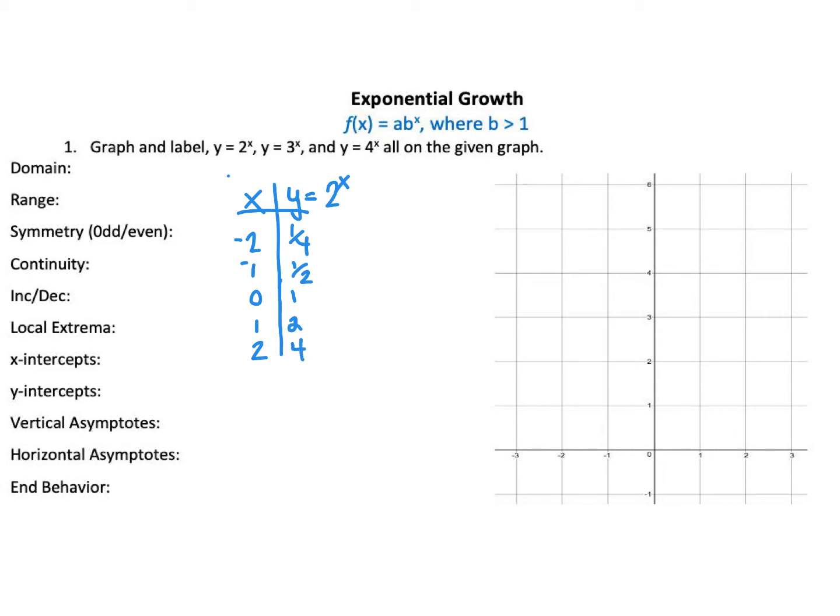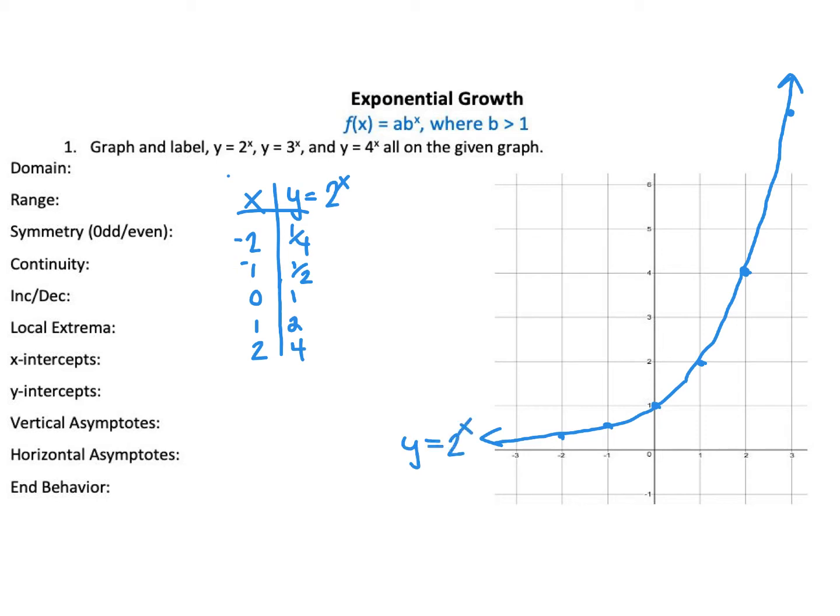So I'm going to quickly graph these points, and you can see I get this curve. And it starts to grow really, really quickly. If I went up to 2 to the 3rd, that would be 8. I'm going to label this as y equals 2 to the x power.